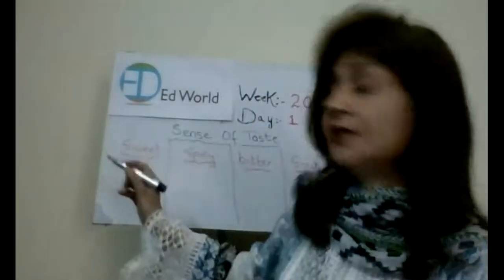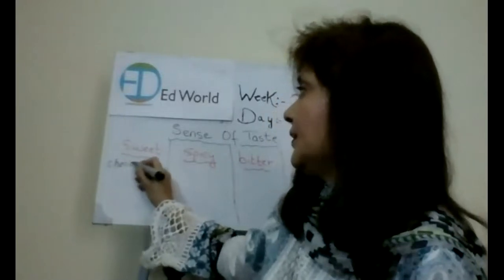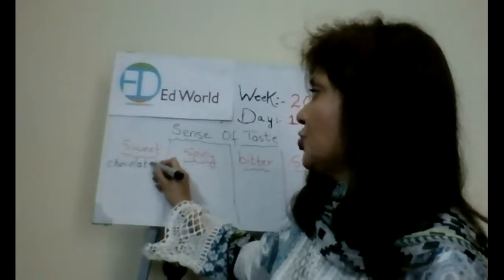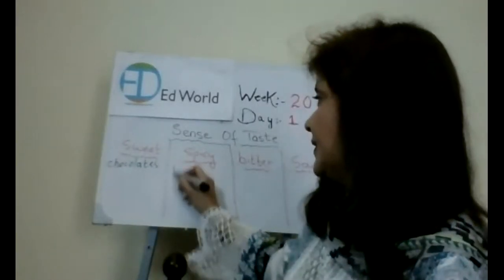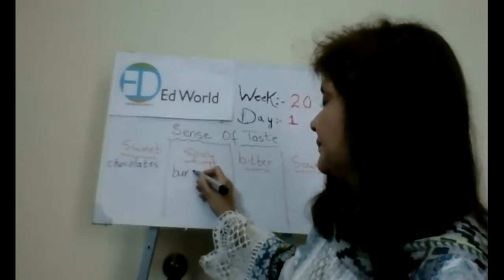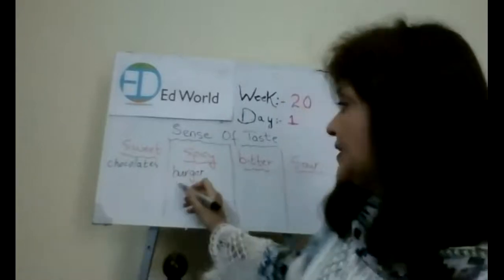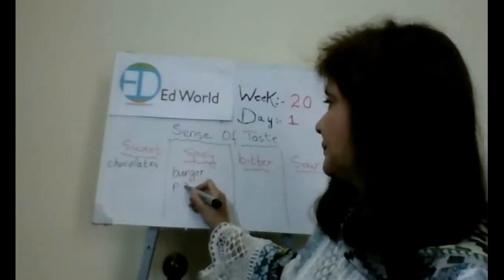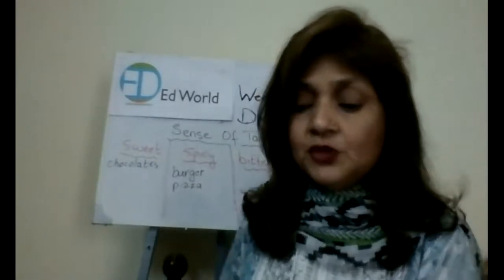So as you mentioned, your first favorite food was chocolate. So where shall I write it down? In which box? Here, in sweet. Chocolate. Chocolates, and then you said burger. Burger will come in spicy. Then you also said pizza. Yes or no?